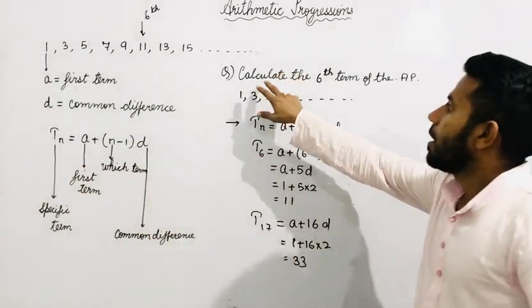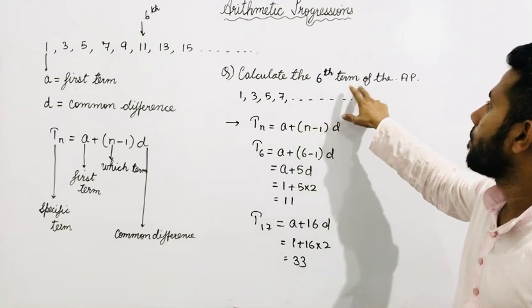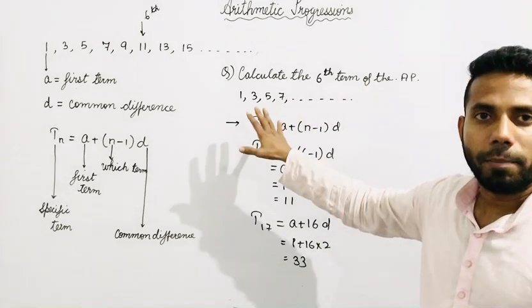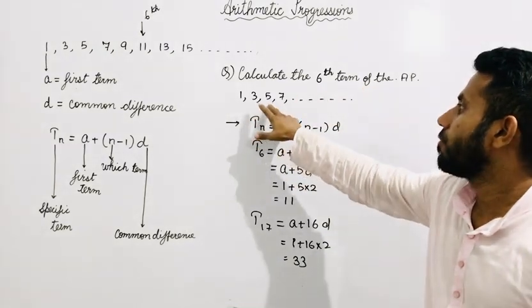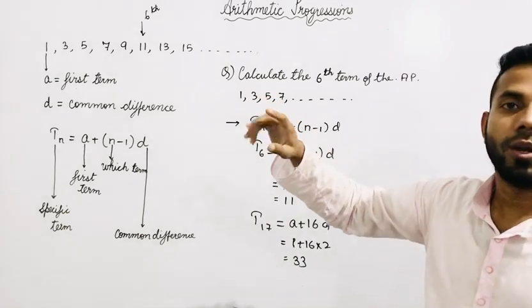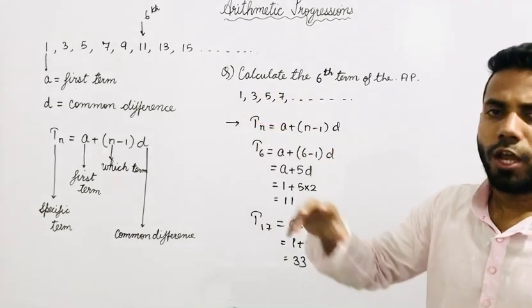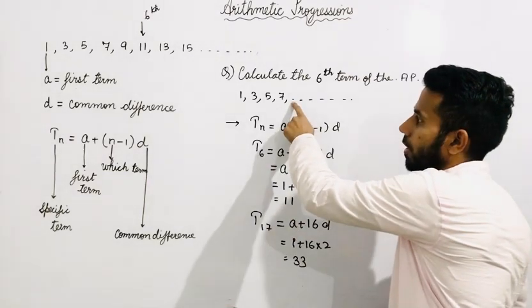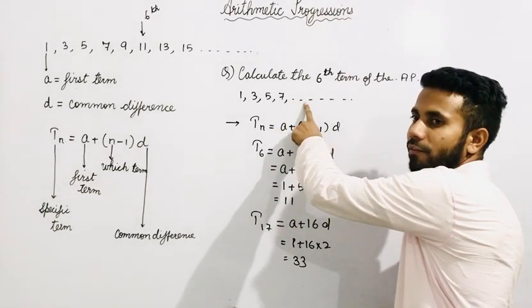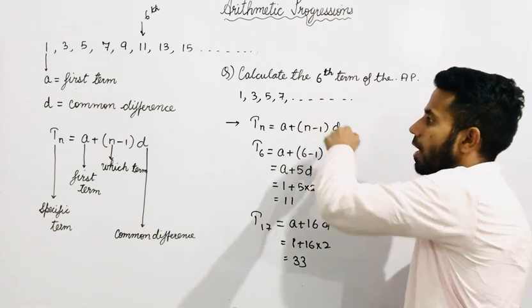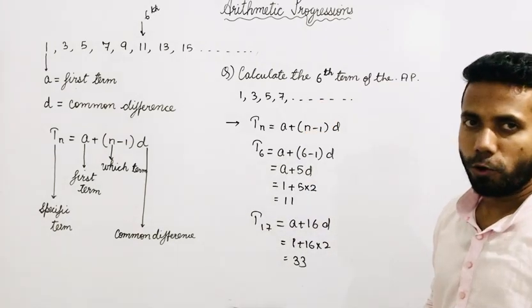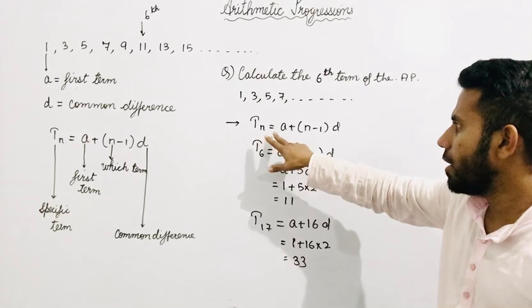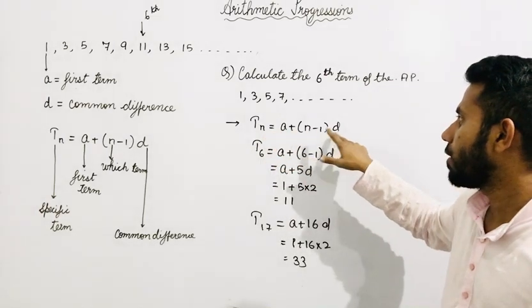For example, calculate the sixth term of the AP. The AP given is 1, 3, 5, 7 and you have to calculate the sixth term. If you go by the reasoning method, what is the fifth term? 9. What is the sixth term? 11. What is the seventh term? 13. But if we go by the formula, Tn equals A plus (n minus 1) into D.